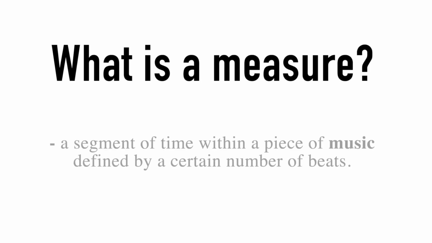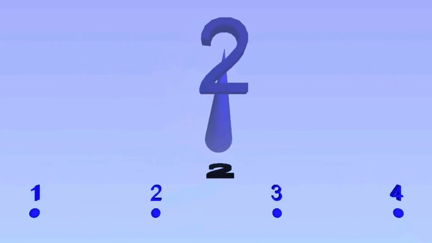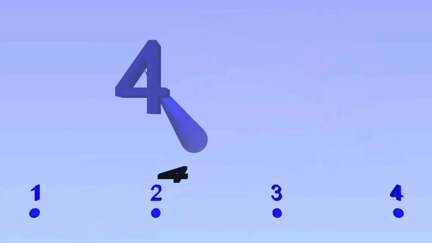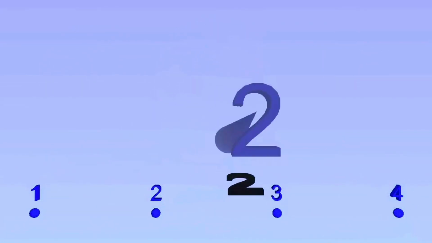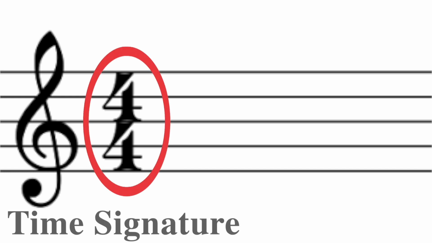A measure is a segment of time within a piece of music defined by a certain number of beats. Okay, that's a mouthful. Let me break it down. Almost all music has an underlying pulse, and that's the way that rhythms are grouped. In Western music, 99% of all music is in groups of three or four beats, the most common of which is called 4-4. It's actually called common time. These two numbers here, together they're called the time signature, and it gives us the rhythmic information about a piece.